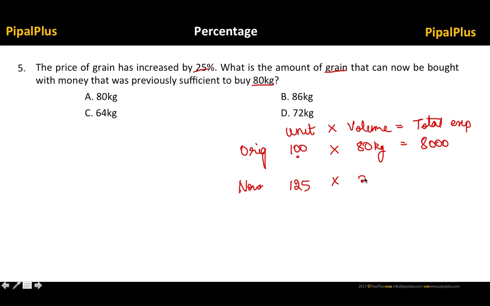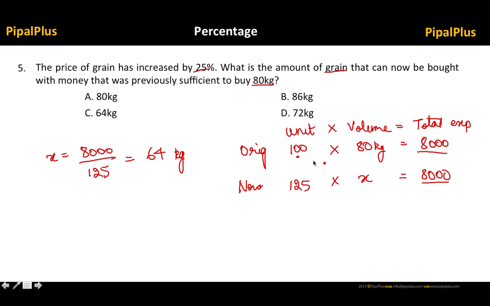I don't know how much I can buy, but the amount of money still remains 8,000. If you read this, it says, what is the amount of grain that can now be bought with the money that was sufficient to buy 80 kgs? Previously, based on my assumption, 8,000 rupees was sufficient to buy 80 kgs. So I'll still keep this money at 8,000 rupees. All I need to do is find out X from this equation. The value of X is 8,000 divided by 125, which is equal to 64 kgs.